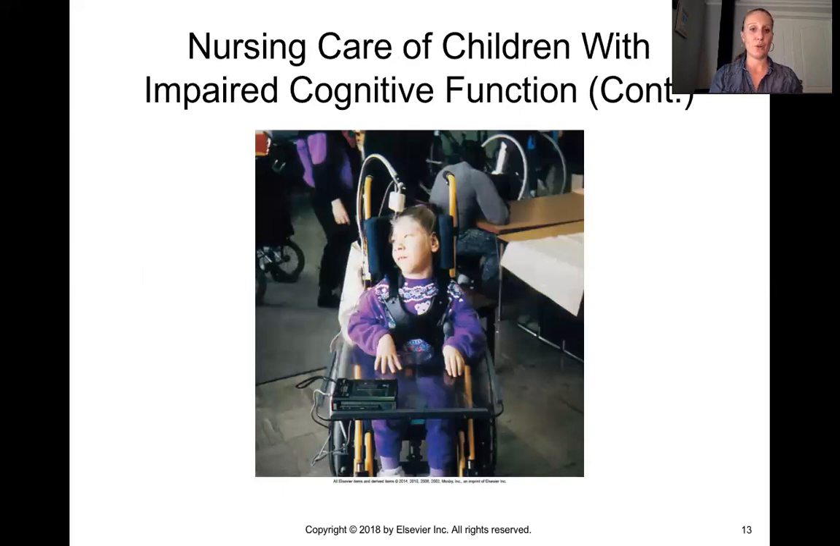This is a child who has a cognitive impairment, but is able to move. She has mobility due to her chair and a communication device. So we do have some great technological advances that have really helped these children and into adulthood have more control over their lives.